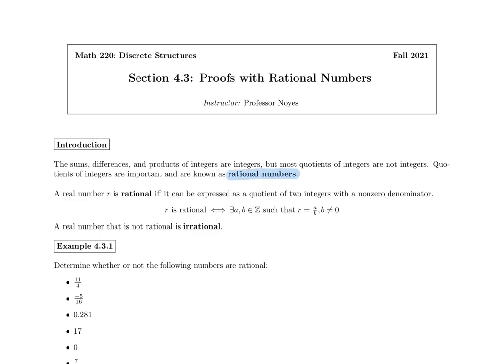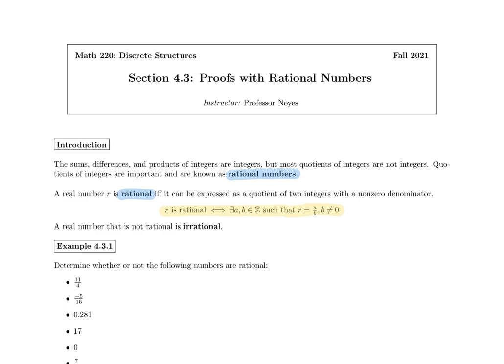So we talked about this briefly before, but let's look at our official definition of what a rational number is. A real number, r, is rational if and only if it can be expressed as a quotient of two integers with a non-zero denominator. The non-zero denominator is vital because if we try to divide by 0, we now have an undefined value, and it's no longer something that we can work with in terms of rational numbers. So our official definition says r is rational if and only if there exist some a and b in the set of integers such that r is equal to a divided by b and b does not equal 0.